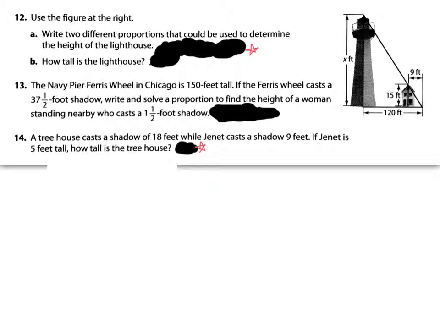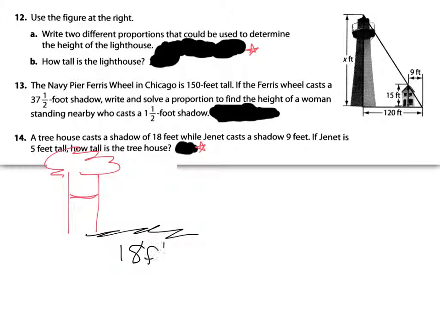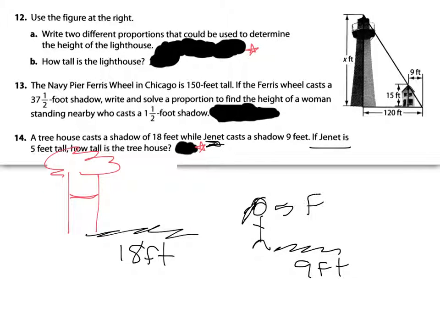Okay, so let's draw a treehouse. Okay. So it casts a shadow of 18 feet. Okay. Then we have Janet. I'm assuming that's the lady down here. Okay. So we'll give her some long hair so she looks like a girl. She casts a shadow of 9 feet. Okay. If Janet is 5 feet tall, she's not very tall, 5 feet tall, how tall is the treehouse?